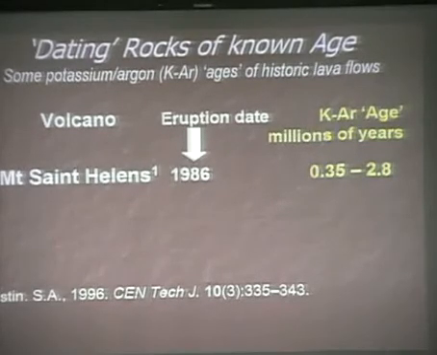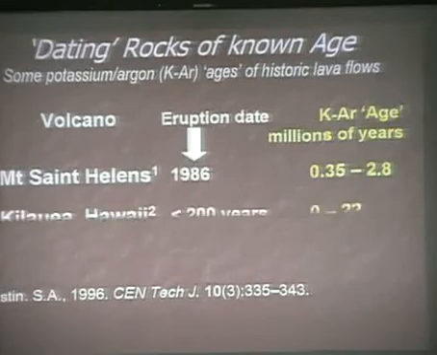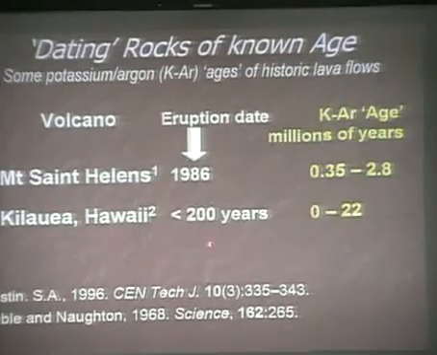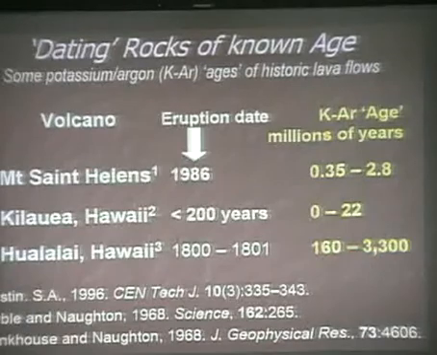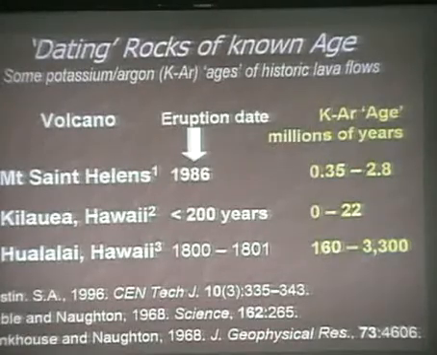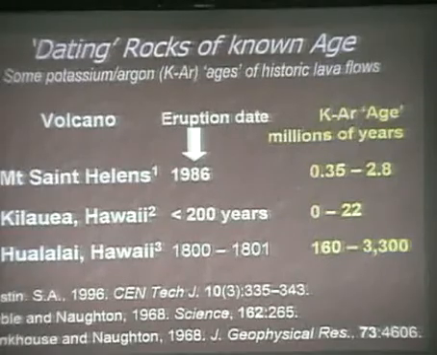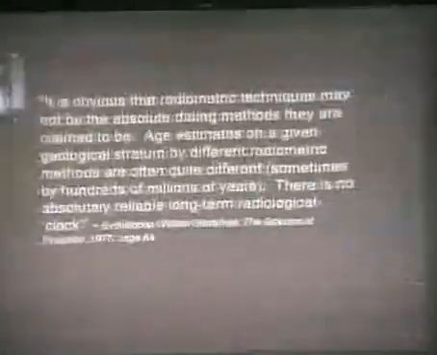Mount St. Helens, when did that happen? 1986 was the top of the action there. Guess what those rocks dated? 0.35 to 2.8 million years. Pretty bad, I'd say. Kilauea, Hawaiian volcano, a little less than 200 years ago. From 0 to 22 million years. Some of them are 0 because they couldn't date them with any reliability. But they went all the way up to 22 million years, certainly much, much older than 200 years, right? Hualalai, which is, of course, known between 1800 and 1801. That went from 160 million to 3.3 billion years in dating the volcanic ash from those rocks. So these are the references from which this data is obtained. You can check them out if you want. There are numerous other references that would also attest to that.